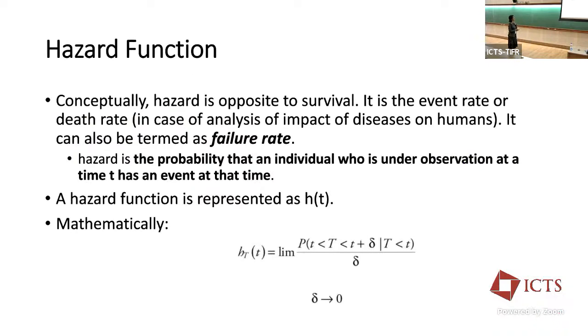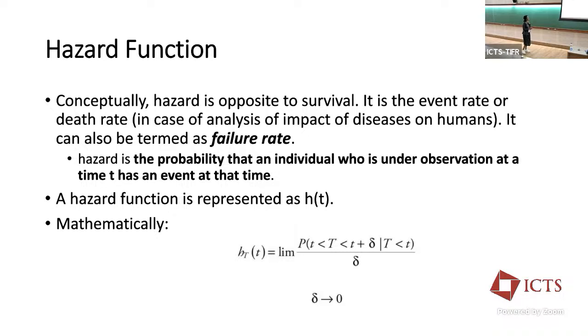So now the survival function. We will look at the survivor function, when you actually look at the chance of surviving, the probability of surviving for a patient. Now, conceptually, there's something known as the hazard function, which is the opposite of survival. It is the event rate or death rate. However, it's not a probability, it's a rate in this case. In the analysis of the impact of diseases on humans, it can also be termed a failure rate if you're looking at equipment.